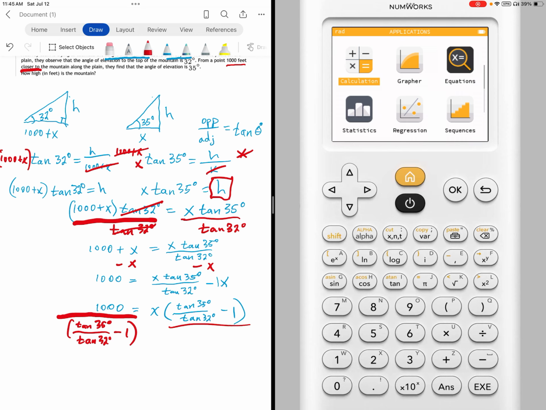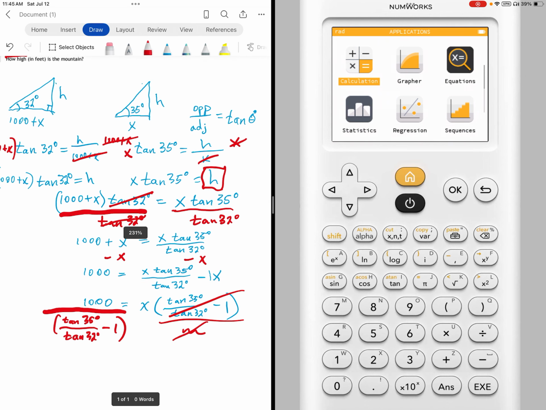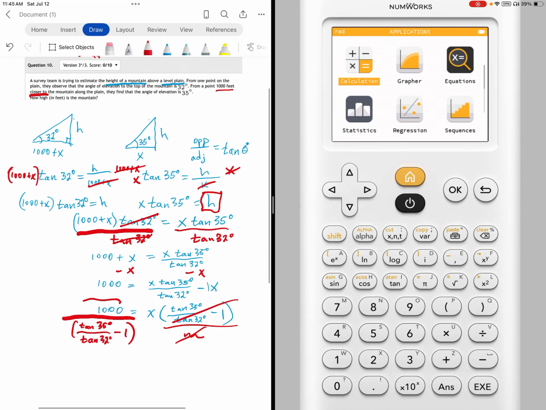And I'm going to do the same thing here. I won't rewrite it, but this will cancel with that, right? Because they're the same thing. So I'm going to get x equals this statement here. I'm going to do this calculation on my calculator so I don't get any rounding errors in between. First thing I need to notice is that I am in radian mode.